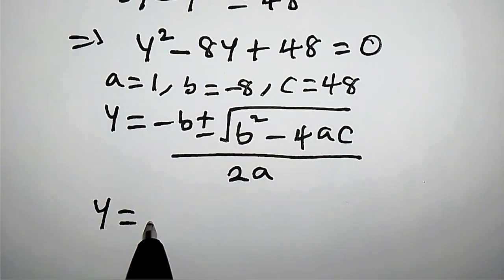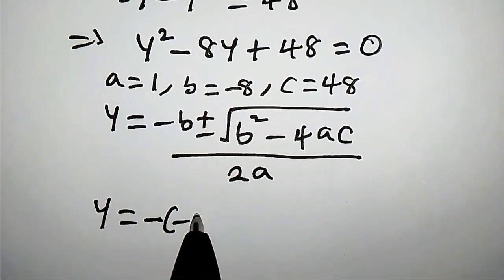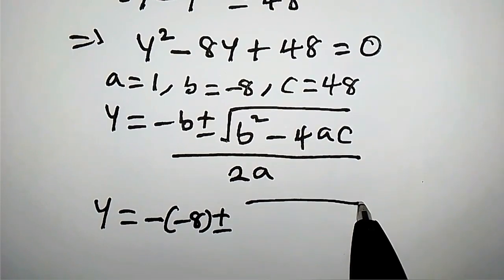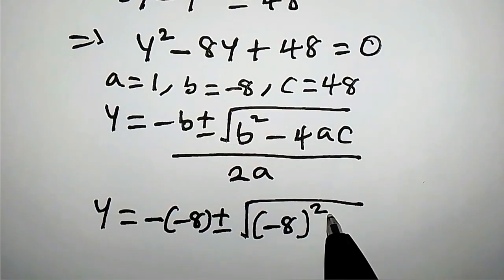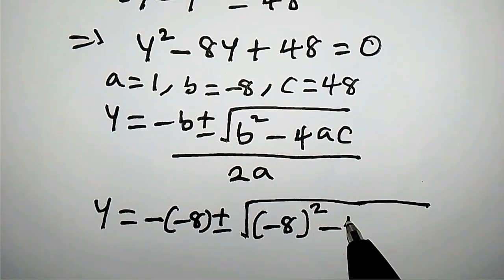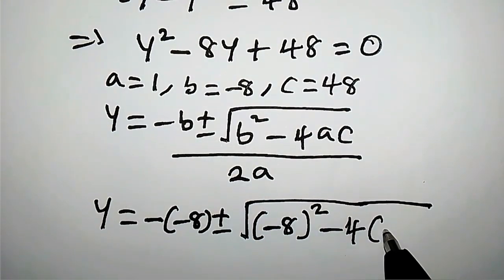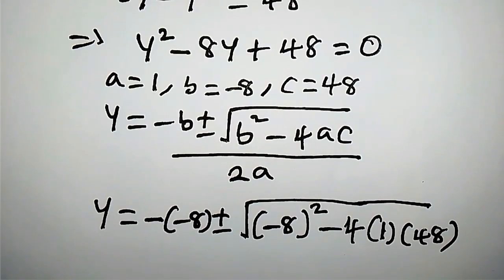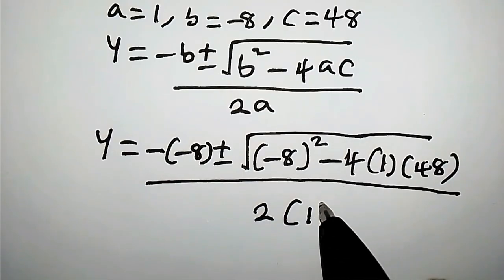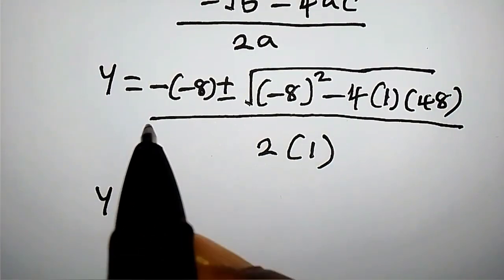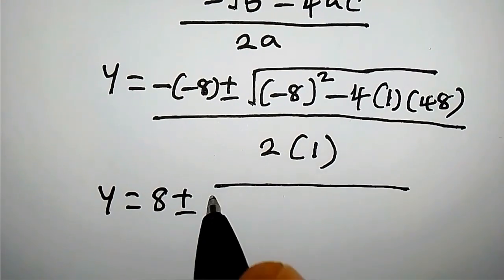So y is equal to minus b. B is minus 8, so we have minus minus 8 plus or minus square root of b squared, that will be minus 8 all squared, minus 4 times a, which is 1, and c is 48, so we have times 1 times 48, divided by 2 times a, which is 1.